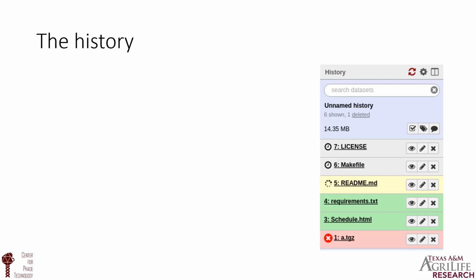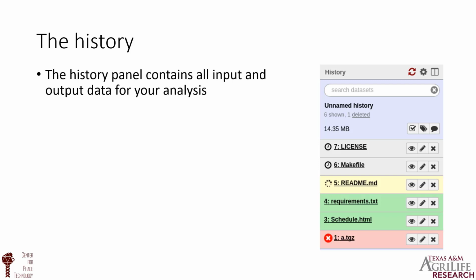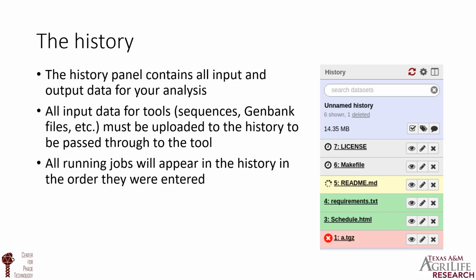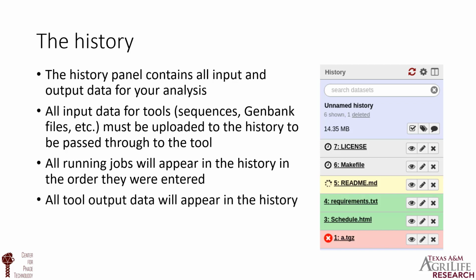This is an overview of what the history looks like in Galaxy. The history panel contains all input and output for your analysis. All of the input data for tools, such as sequences or GenBank files, have to be uploaded into the history in order for them to be used in Galaxy. Tools in Galaxy can only access data when it is in a data set in the history. All running jobs appear in the history in the order that they were entered. All output data will also appear in the history.